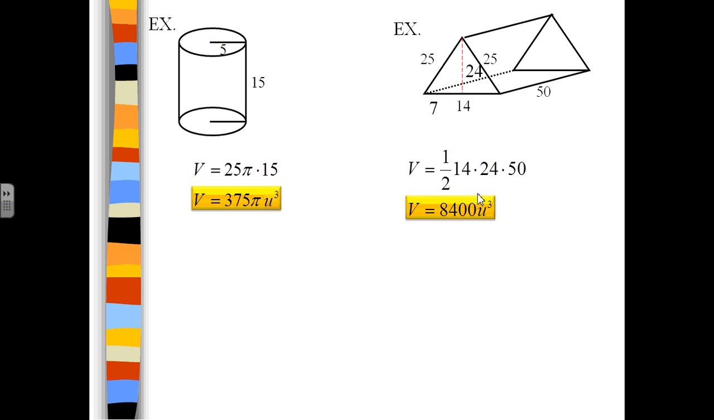So the volume, we take the area of the triangle, which is 1/2 base times height. So all of this right here is the area of our base. And then we multiply it by the lateral edge, or the height of the prism, which is 50. And this comes out to be a really big number. But you get 8,400 units cubed. All right, there you go.